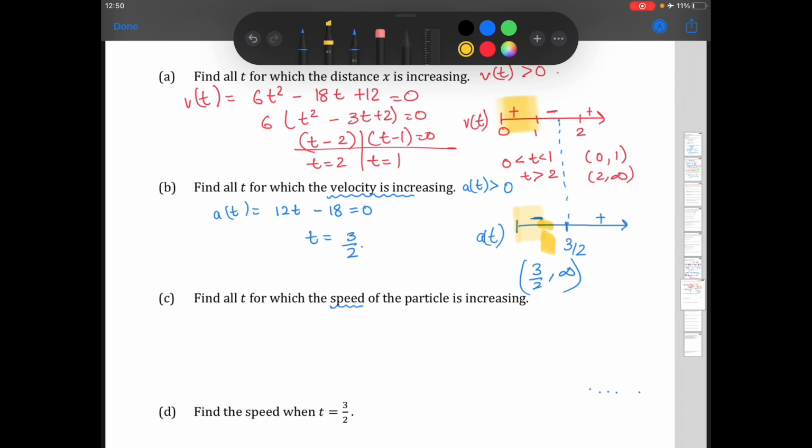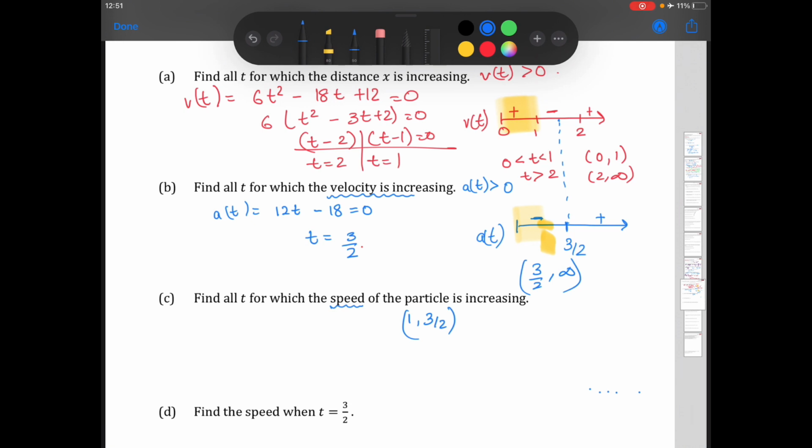Between 0 and 1, it has opposite signs, so the speed is decreasing. From 1 to 3 halves, if you see, it's negative, it's negative. So it's the same sign. So my speed is increasing from 1 to 3 halves.